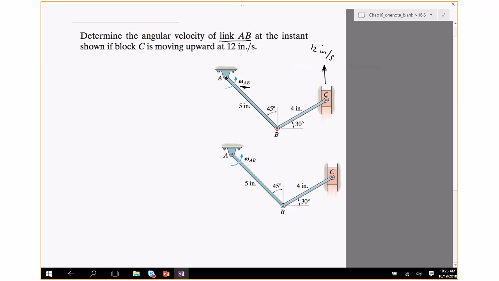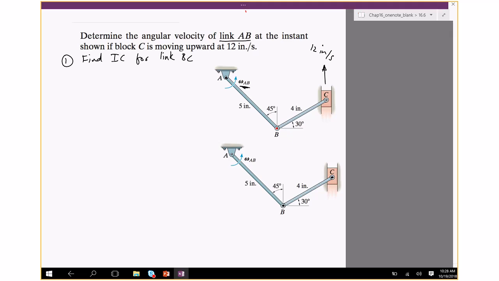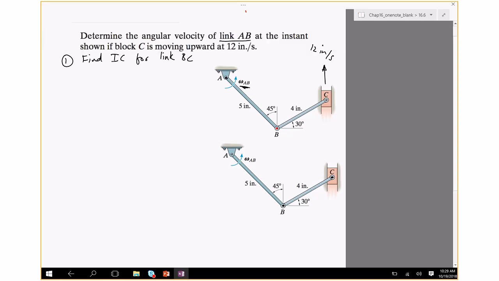So we know the velocity of C. We'll sort of try to find the IC of BC first. And once we know the IC of BC, we'll use the formula which I just shown you some time back. It is velocity of C and velocity of B can be found using the IC. So let's find, so the first step is find IC for link BC. Okay. So the same procedure, first identify 2 points on link BC whose velocity direction is known. In this case, I know the velocity direction of C.